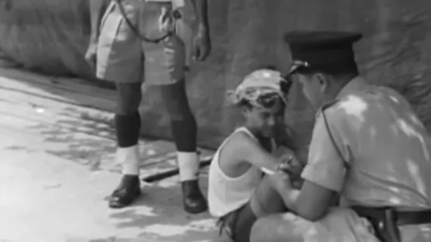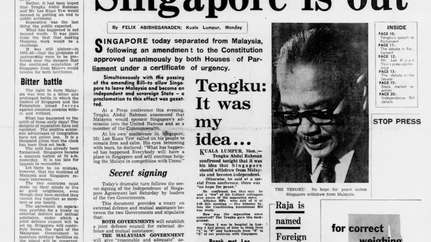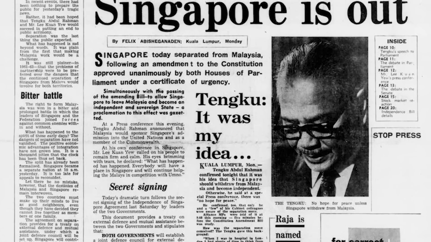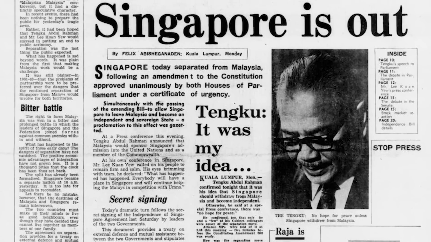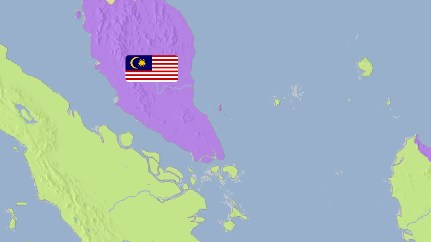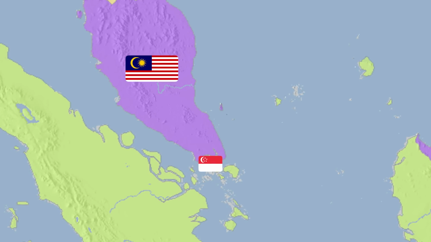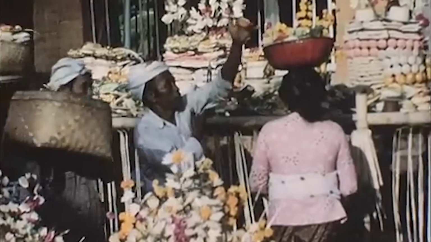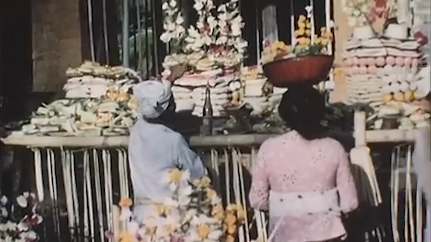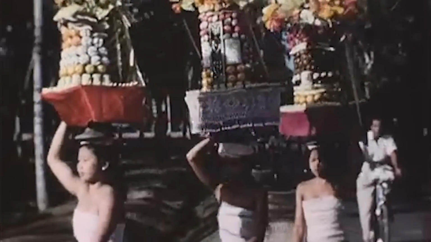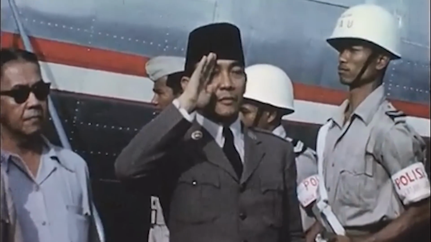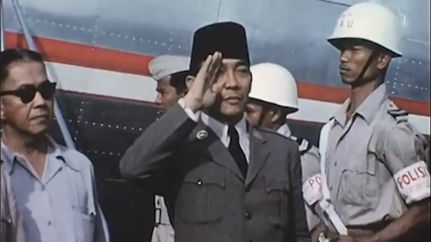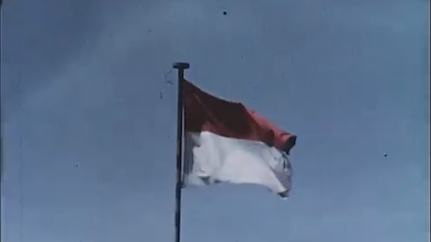To resolve the growing tensions and safeguard Malay political dominance, Tunku Abdul Rahman and the Malaysian government decided to expel Singapore from the federation in 1965, leading to its independence. Indonesia's political landscape was highly fragmented as well, with numerous parties representing different ideological, ethnic, and religious interests. But President Sukarno was instrumental in uniting Indonesians under a common national identity.